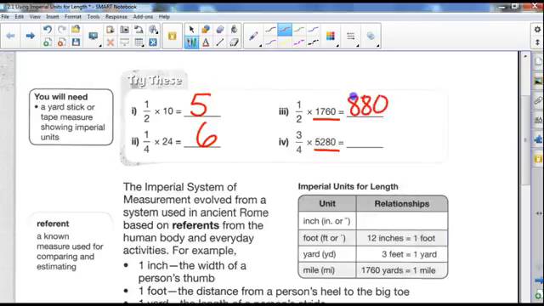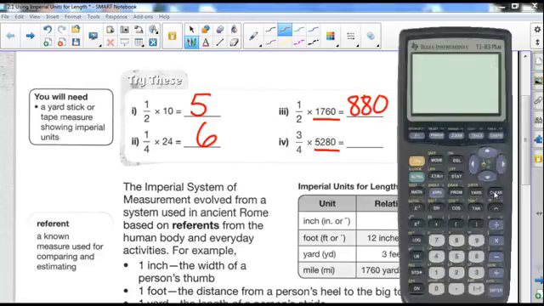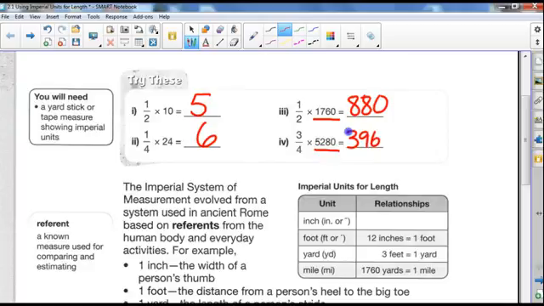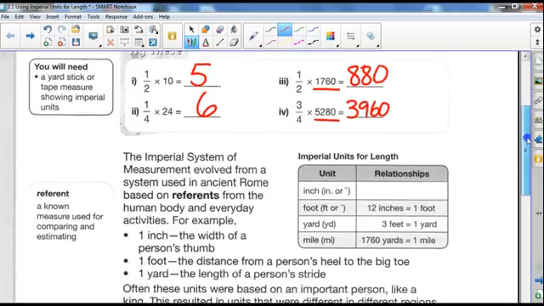And 3/4 times 5,280. Well, 3/4 is 0.75. If you have 3/4 in your pocket, you know you have 75 cents, so it's 0.75. 3 divided by 4. Multiply that by 5,280, and we get an answer of 3,960. Okay, so there's a little bit of warm-up for us.